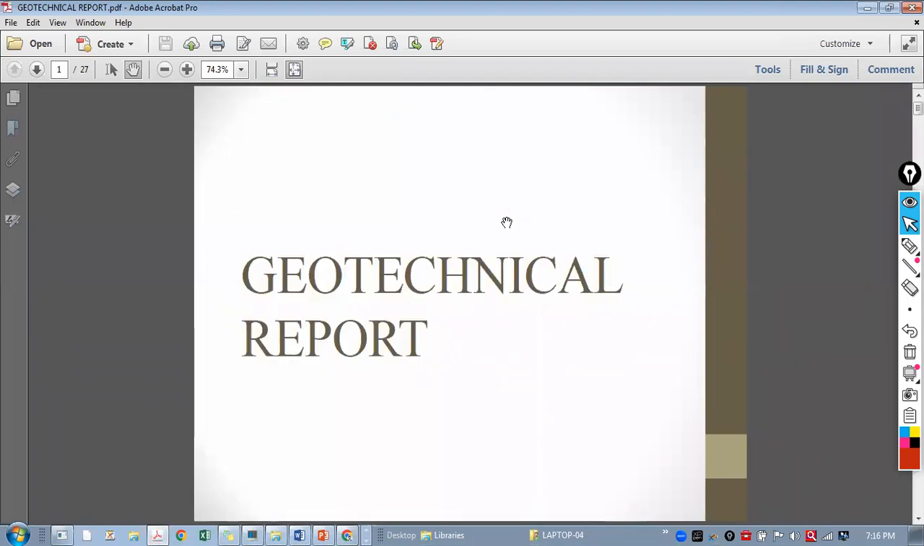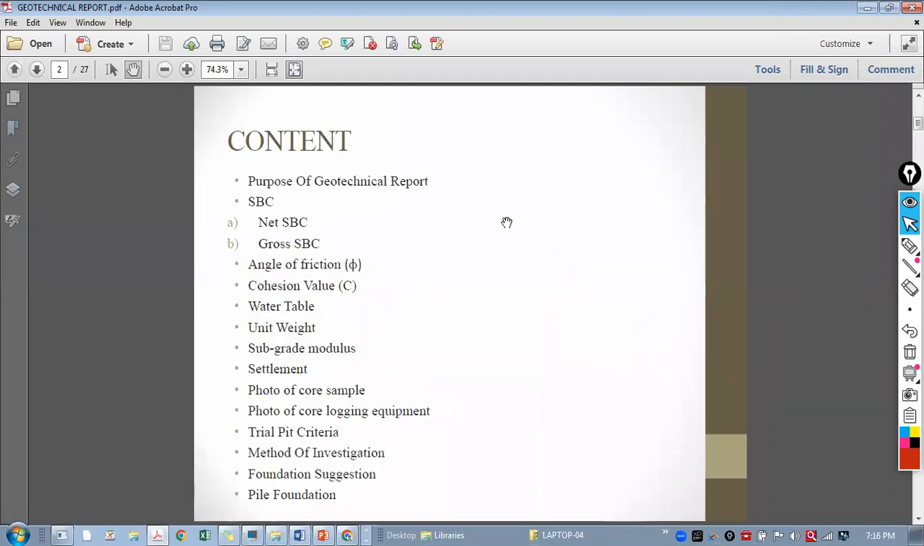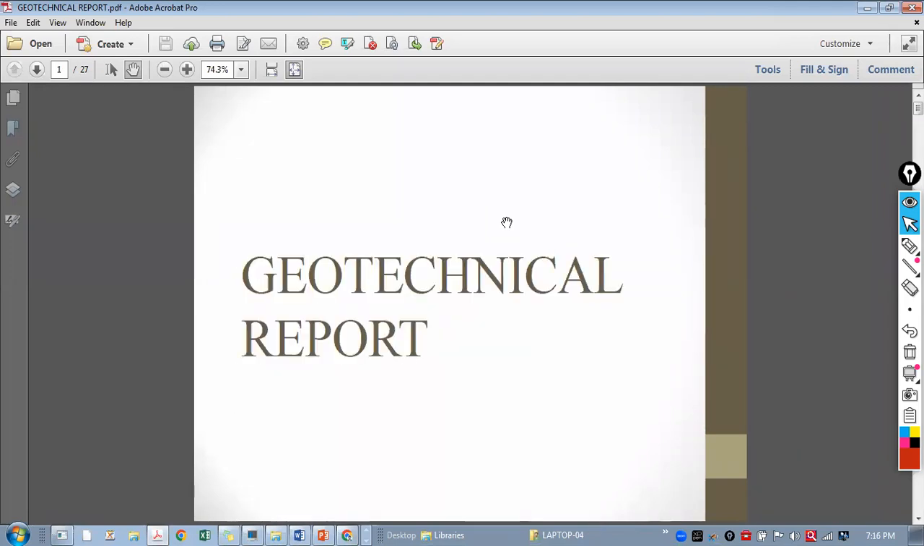Okay, so today we are going to discuss the geotechnical report study. All of you know that it is very important from the foundation design point of view. Can anybody tell me what is the use of a geotechnical report in general? What data do we get? Any idea? SBC, sir. Yes. The main point is SBC, and we get other parameters also, but SBC is one of the important parameters. So let's start today's session.